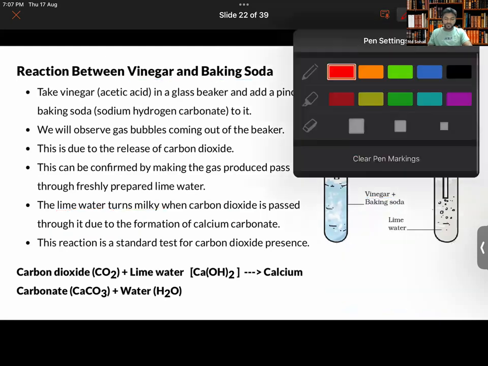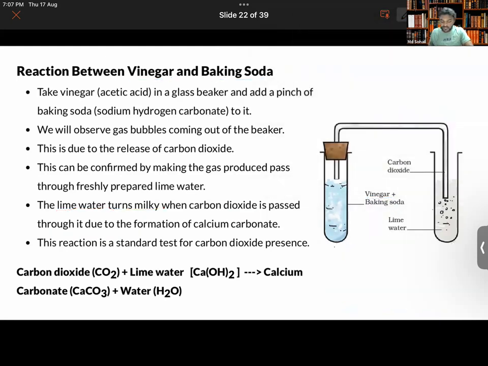Okay, look here, let's revise it. In test tube number A, what happened? You have got vinegar and you have got a pinch of baking soda as well. You added both of them, then there was evolution of carbon dioxide gas in the form of bubbles, right? Bubbles of carbon dioxide gas are coming.